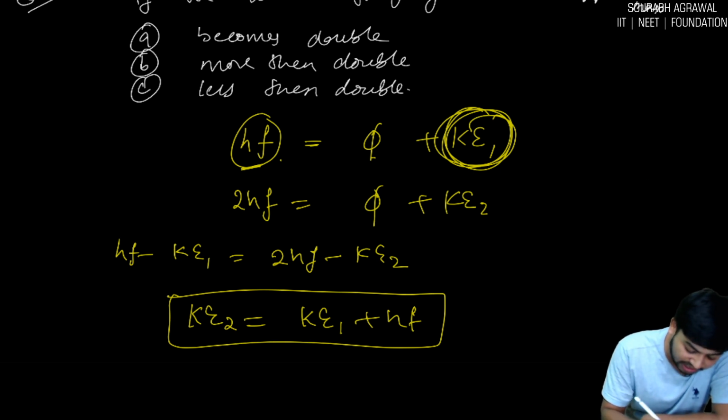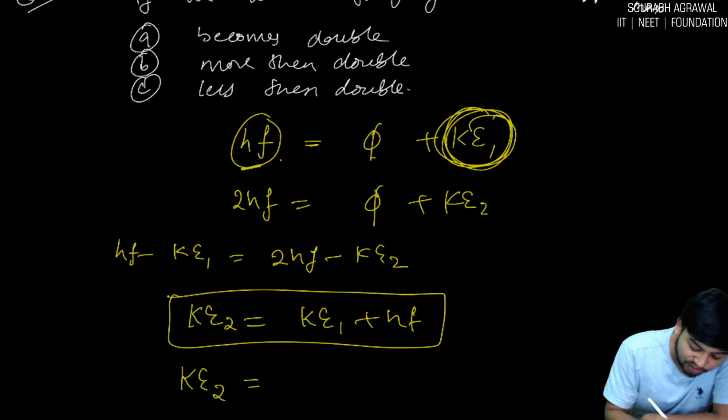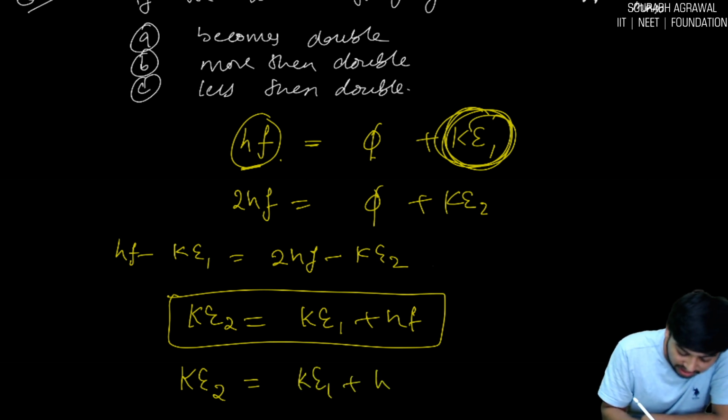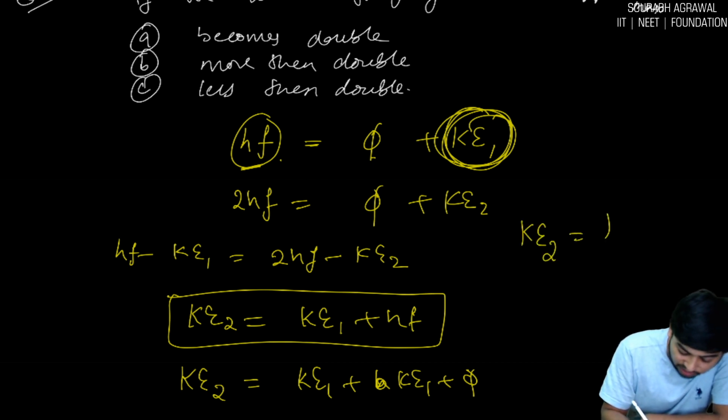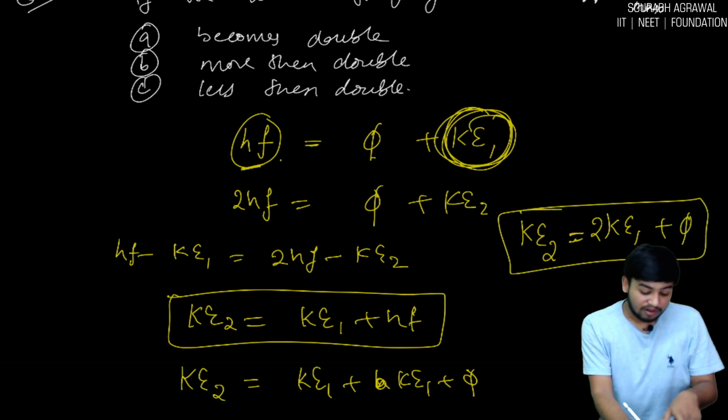Okay, everything is correct. Now kinetic energy 2 is equal to... instead of hf, what can you write? You can write phi plus kinetic energy 1. So it will become kinetic energy 1 plus kinetic energy 1 plus phi. So kinetic energy 2 is equal to 2 times kinetic energy 1 plus phi. So see, double, more than double.